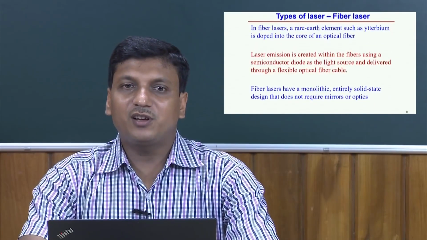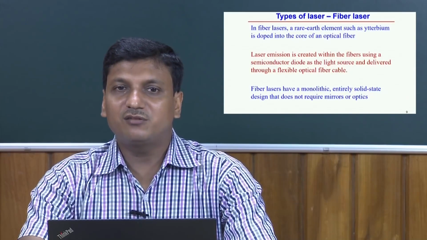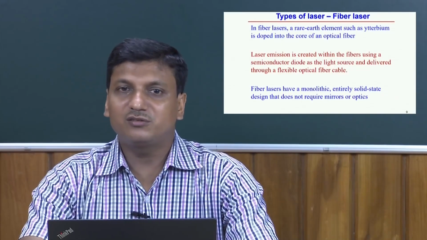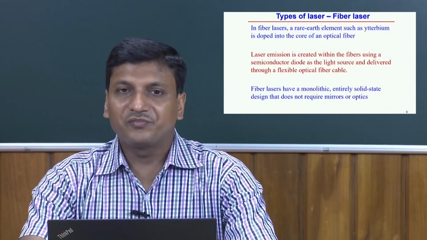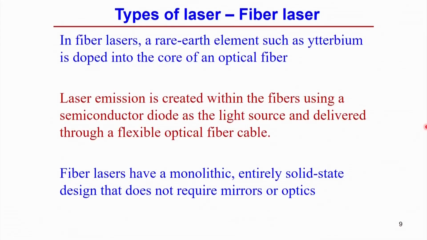Now, apart from that, if we look into the type of fiber laser, here in the fiber laser, a rare earth element such as yttrium is doped into the core of an optical fiber. So, in this case the laser emission, basically the emission of light, happens within the fibers using a semiconductor diode as a light source and is delivered through a flexible optical fiber cable.